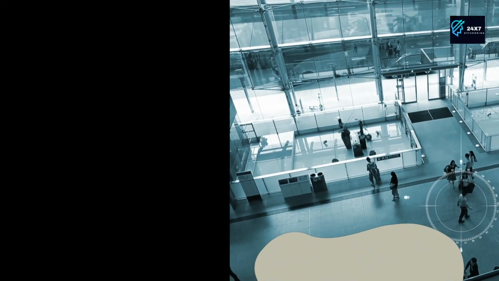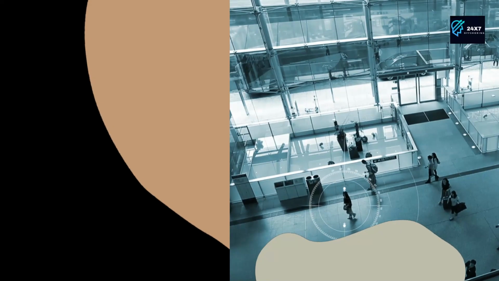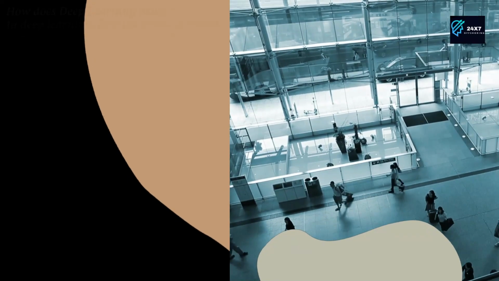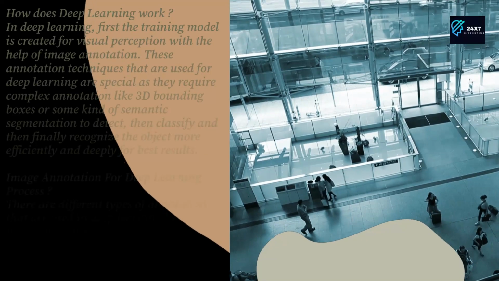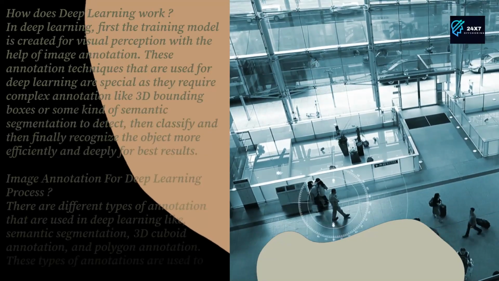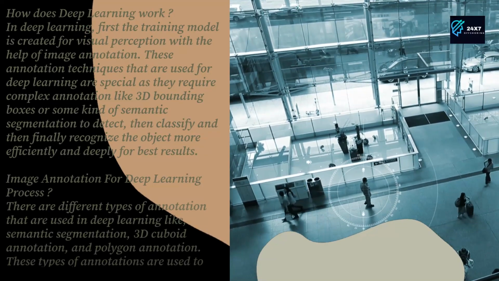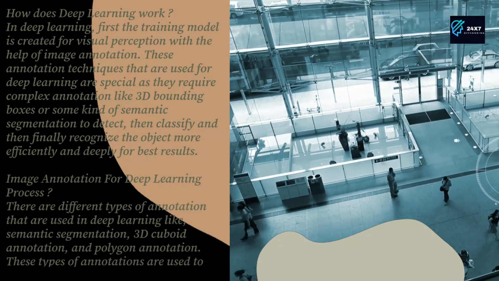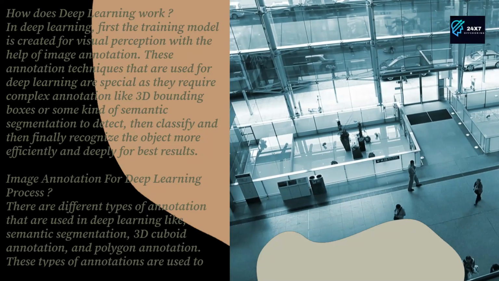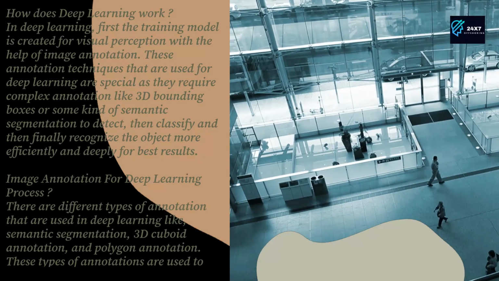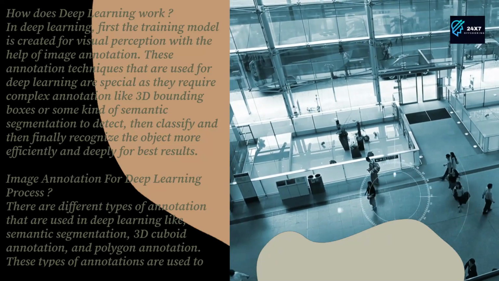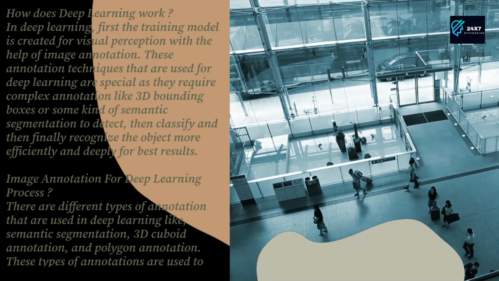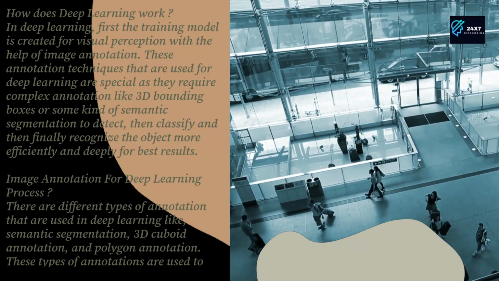How does deep learning work? In deep learning, first the training model is created for visual perception with the help of image annotation. These annotation techniques that are used for deep learning are special as they require complex annotation like 3D bounding boxes or some kind of semantic segmentation to detect, then classify and then finally recognize the object more efficiently and deeply for best results.